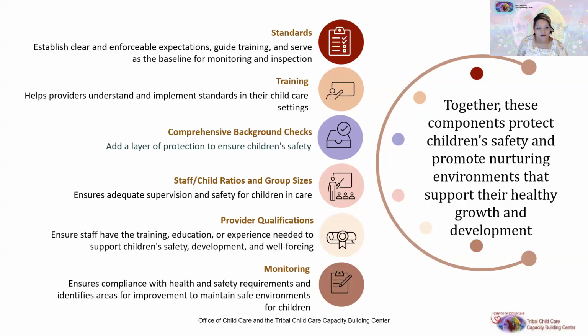Your comprehensive background checks add a layer of protection to ensure children's safety, because knowing who is caring for children is just as important as the environment that they're in. Your staff-to-child ratios and group sizes, or limiting the amount of children under one adult supervision at a given time, ensures adequate oversight and safety for children in care. Setting provider qualifications ensures staff have the training, education, or experience needed to support children's safety, development, and well-being.